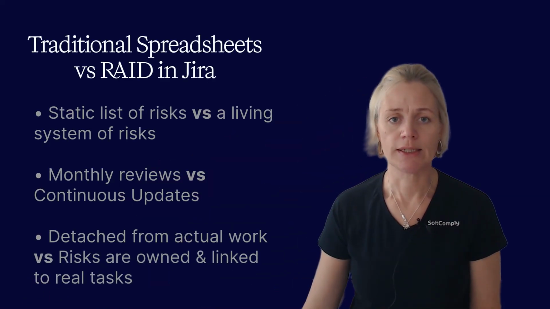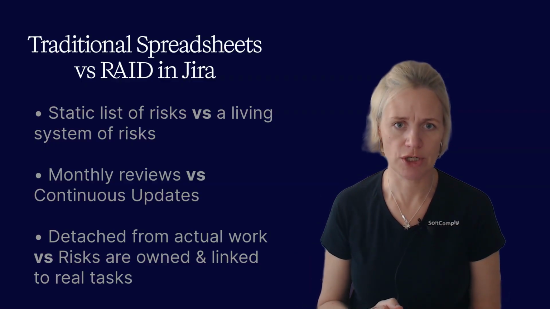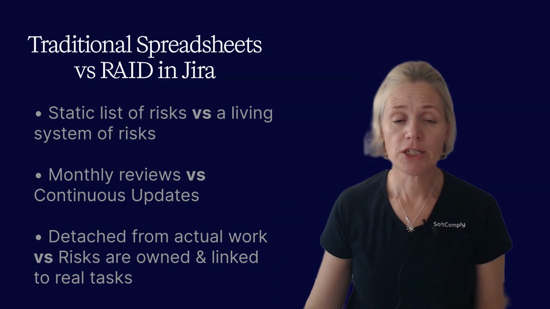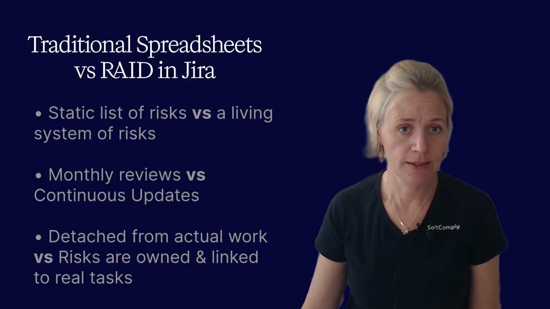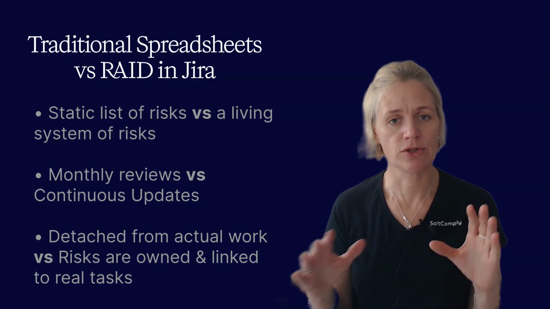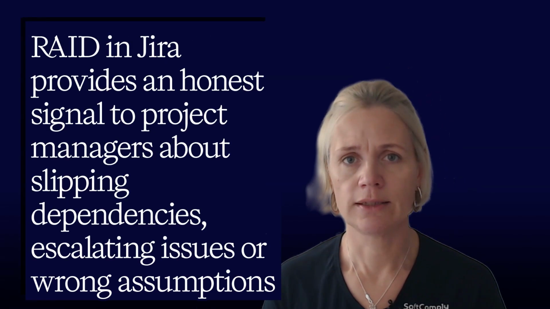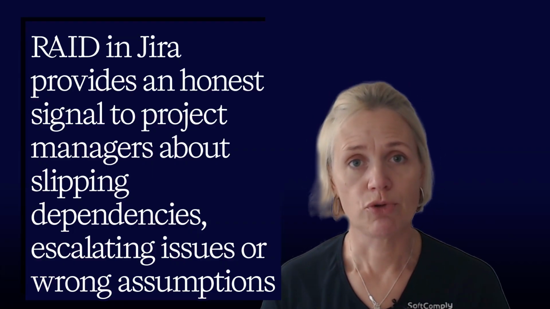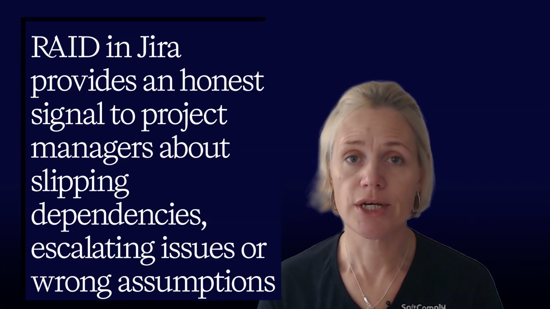So let's pause here for a second and think about how RAID in Jira compares to a traditional risk register in a spreadsheet. We have a static list of risks that is reviewed monthly, is detached from actual work, and that usually creates over-optimistic reporting as if everything is great. While with your RAID inside Jira, your risk register turns into a living system that is updated continuously, where each risk is owned by somebody and is linked to the real tasks. This provides an honest signal to risk and project managers when dependencies are slipping, issues are escalating, or assumptions are proving wrong. And the difference is simple. RAID in Jira doesn't just record risk, it changes the behavior.